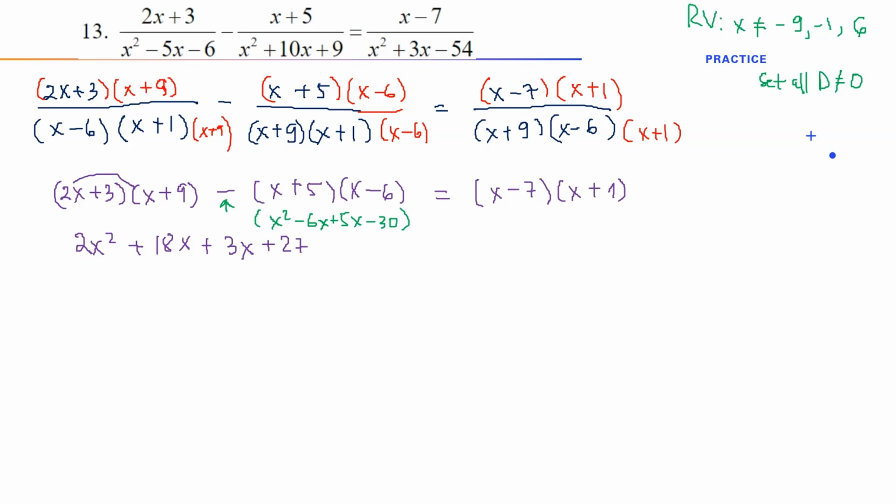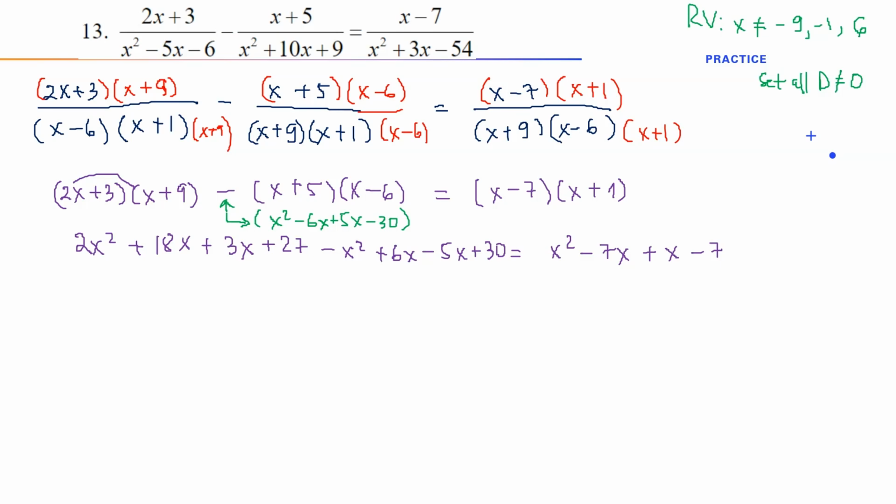Right? So now remember we have to distribute that negative inside the parenthesis. So minus x squared plus 6x minus 5x plus 30 equal x squared minus 7x plus x minus 7.